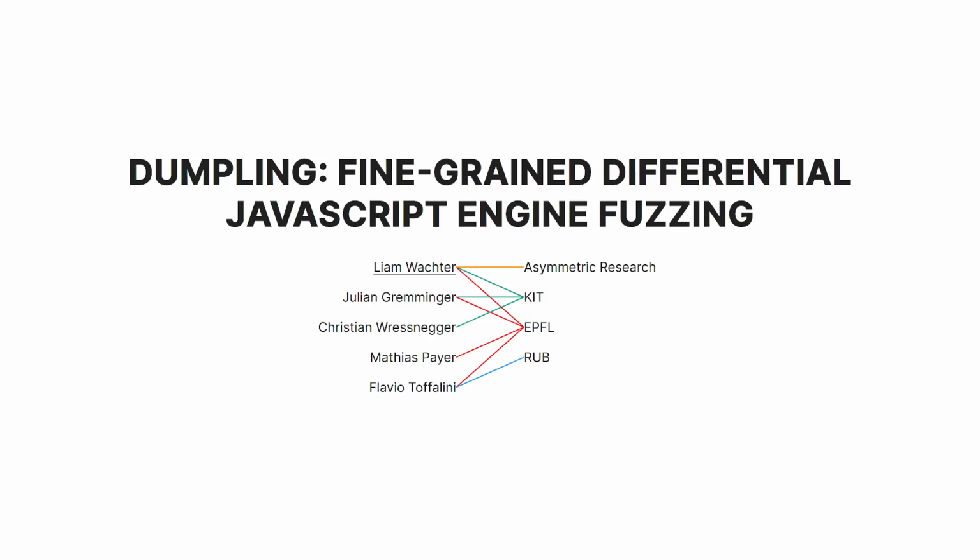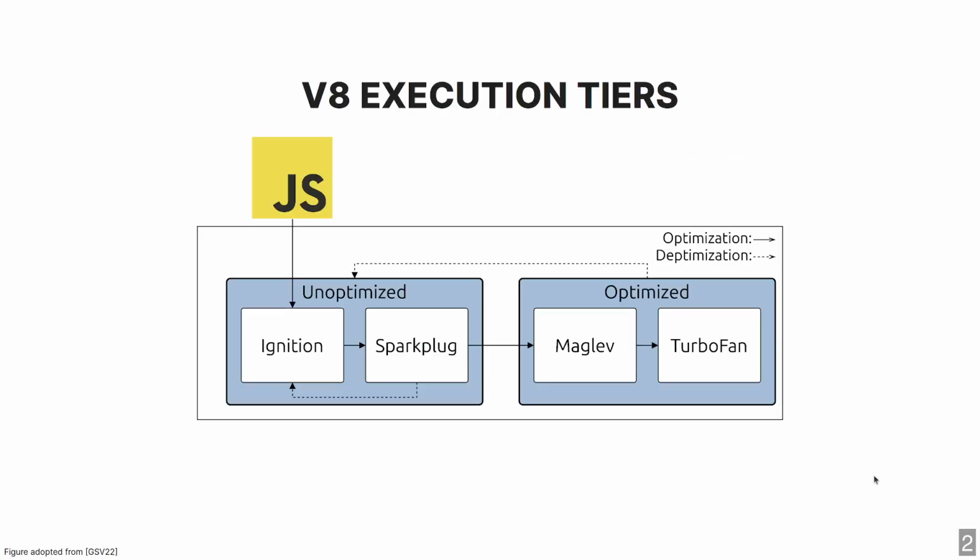Hi, I would like to present our paper Dumpling, which is about fine-grained differential JavaScript engine fuzzing. To find bugs in a JavaScript engine, let's first look at what happens if a snippet of JavaScript gets executed by V8, the JavaScript engine running in all Chromium-based browsers.